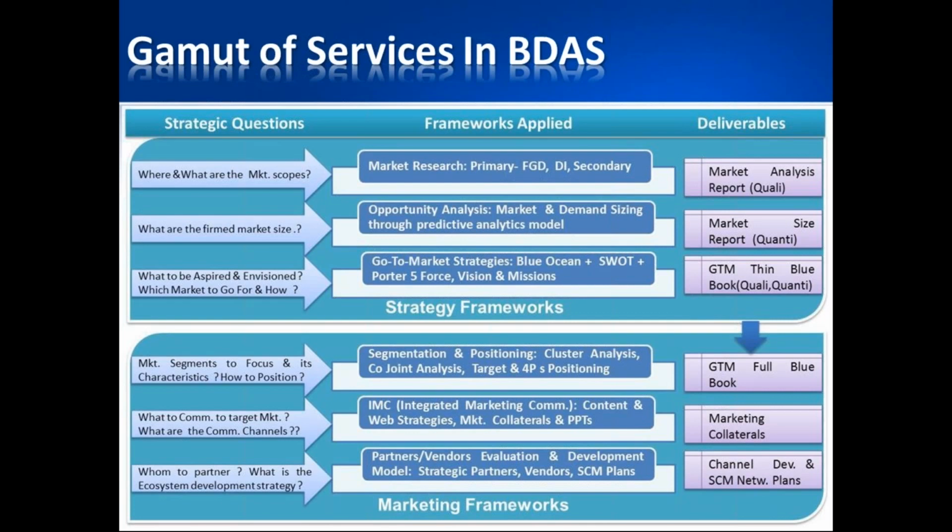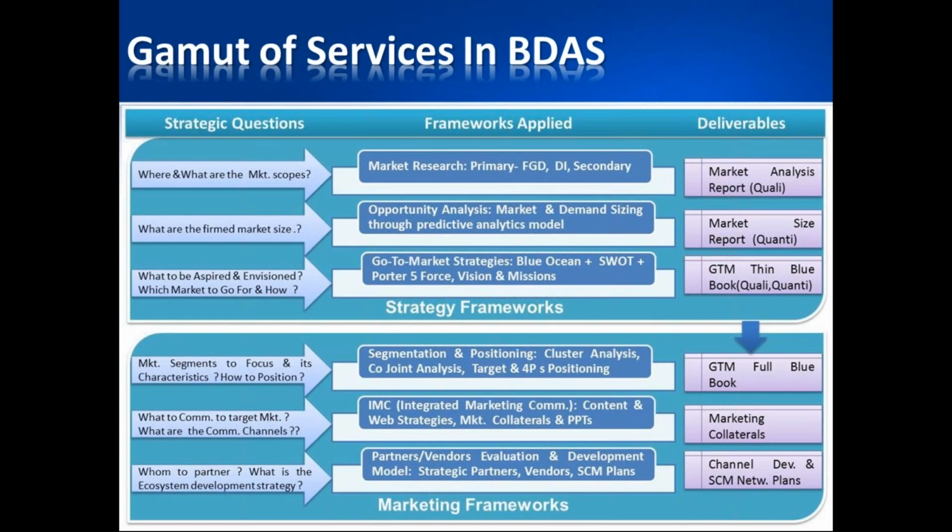So here the entire go-to-market will apply, and this go-to-market will have some numbers as well as some qualitative analysis also. So knowing your addressable market is very important, and where your competitors are right now in terms of market size, that is also very important. So all these questions are getting answered through market research.